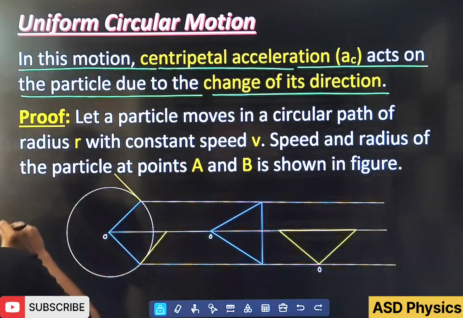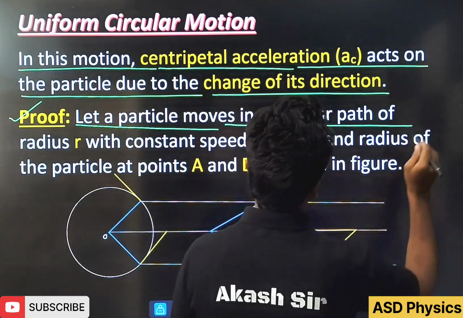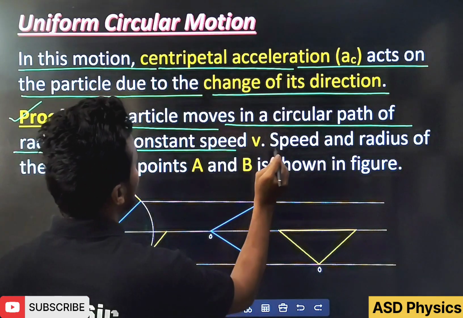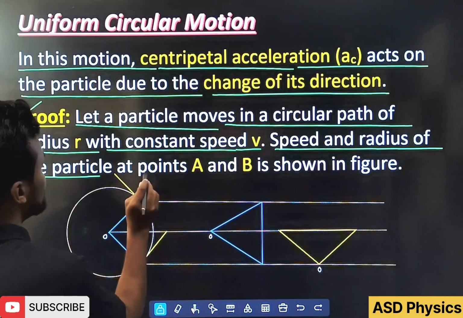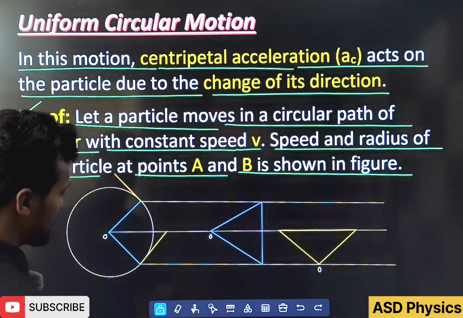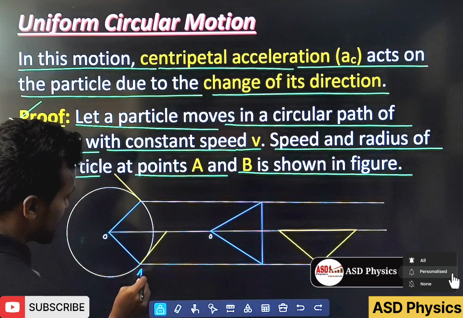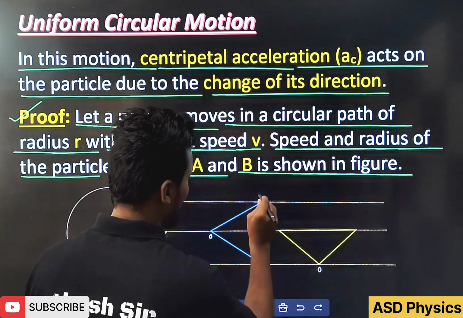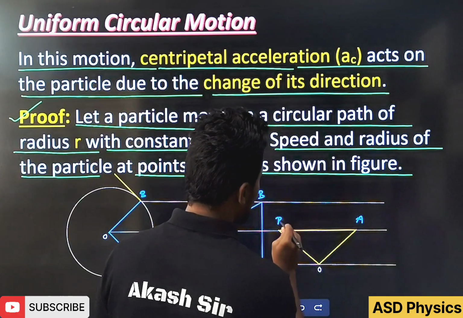So let's see the proof here. Let a particle move in a circular path of radius r with constant speed v. The speed and the radius of the particle at points A and B are shown in the figure. Here you can see this is point O, here I have taken point A, this is point B. Similarly here also, this is point A, point B.